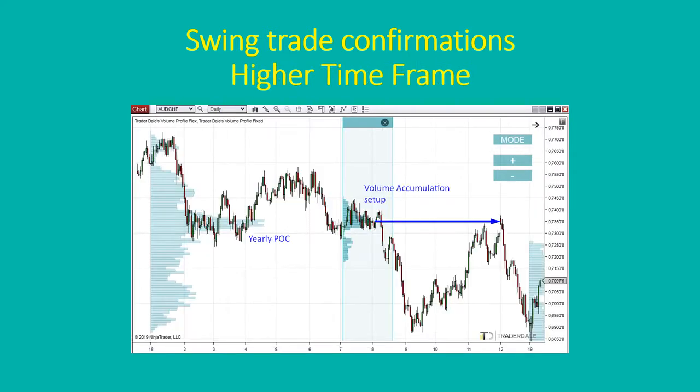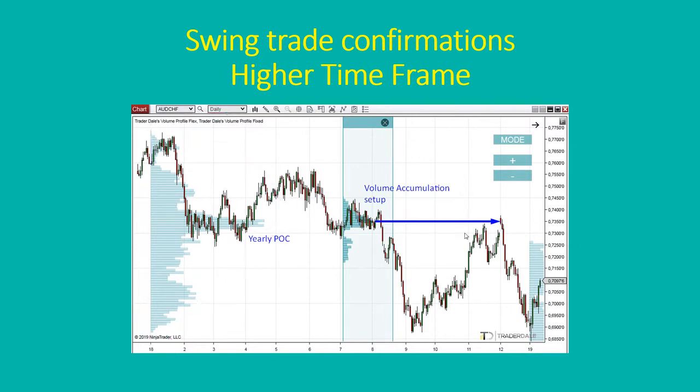Now what I also use in my swing trading is that I use yearly profiles to see the big picture, to see if there is some big confluence from a bigger picture. This is a yearly volume profile, which automatically prints volume profile over a whole year. This is Australian dollar Swiss franc chart. This is a daily time frame.